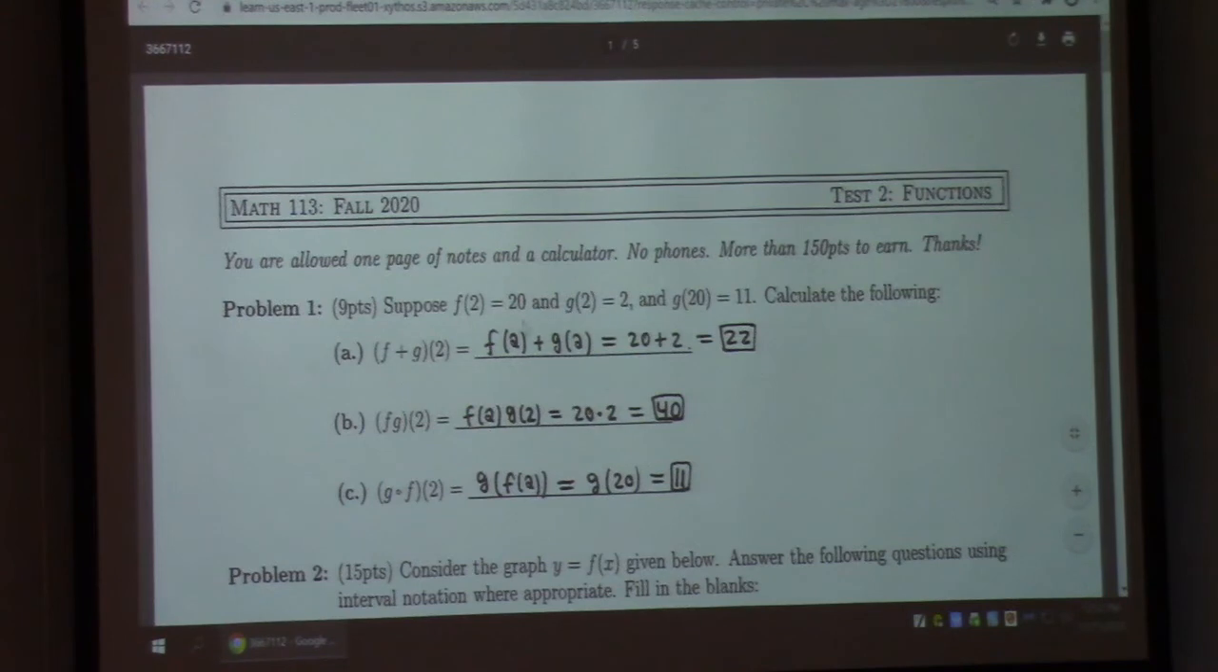Well, f of 2 is 20. So that gives us G of 20. What is G of 20? Well, G of 20 is given to be 11. So we get 11, right? It's not an addition. It's not a multiplication. It is the process of function composition which gets us to the number 11. We have to understand it in that way. In contrast, of course, in part A and part B, we add the values at 2 or we multiply the values at 2 because those are the addition or the product functions. Very different than composition, which is part C.